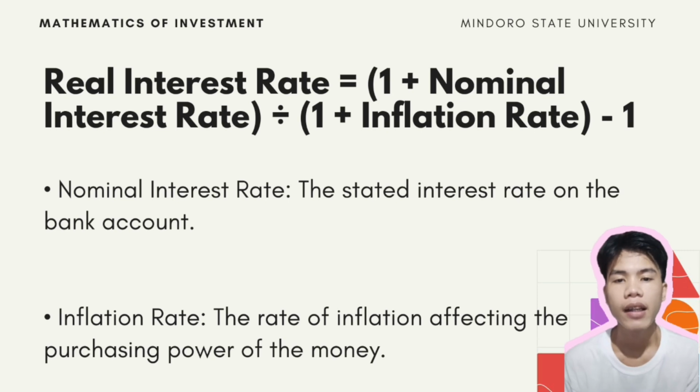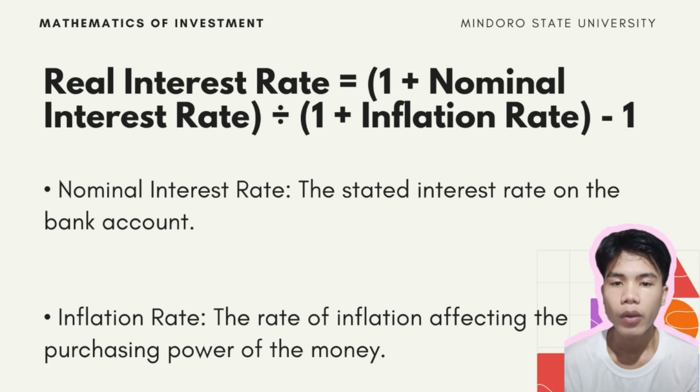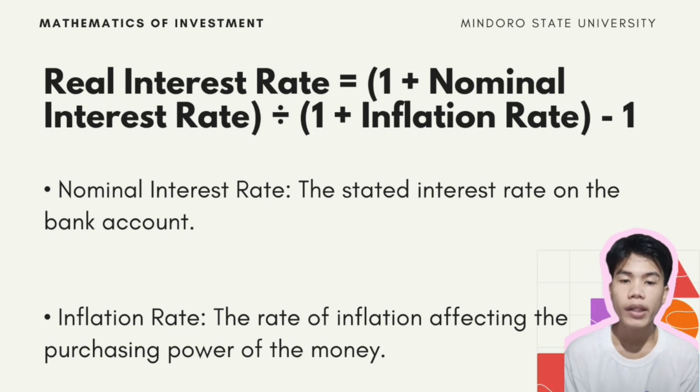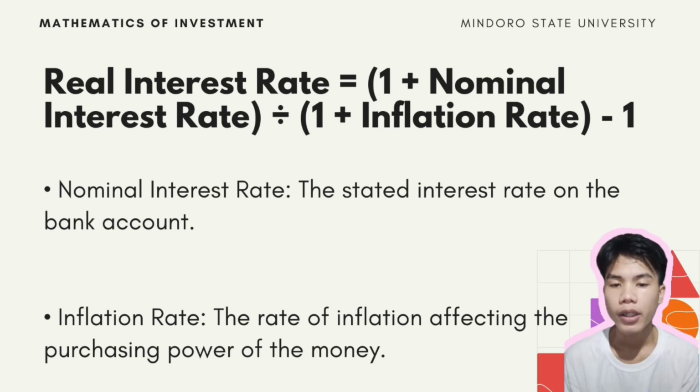To better understand it, let's have an example. But before that, to calculate the real interest rate on an interest-bearing bank account after adjusting for inflation, we can use the formula: real interest rate is equal to the quantity of 1 plus nominal interest rate divided by 1 plus inflation rate, minus 1, where nominal interest rate is the stated interest rate on the bank account, and the inflation rate is the rate of inflation affecting the purchasing power of the money. So by using this formula, we can determine the actual purchasing power gained or lost on the money deposited in an interest-bearing bank account after considering the impact of inflation.